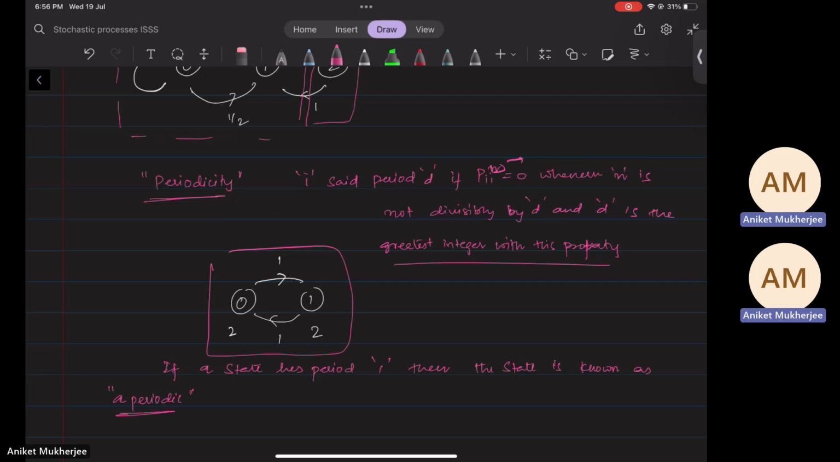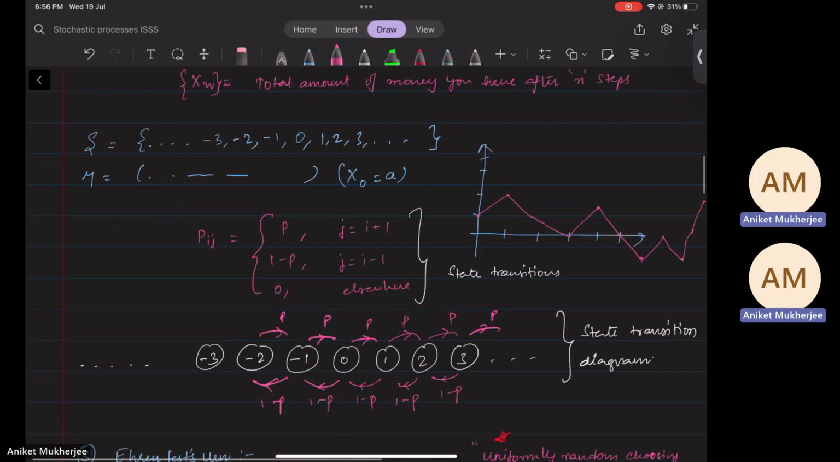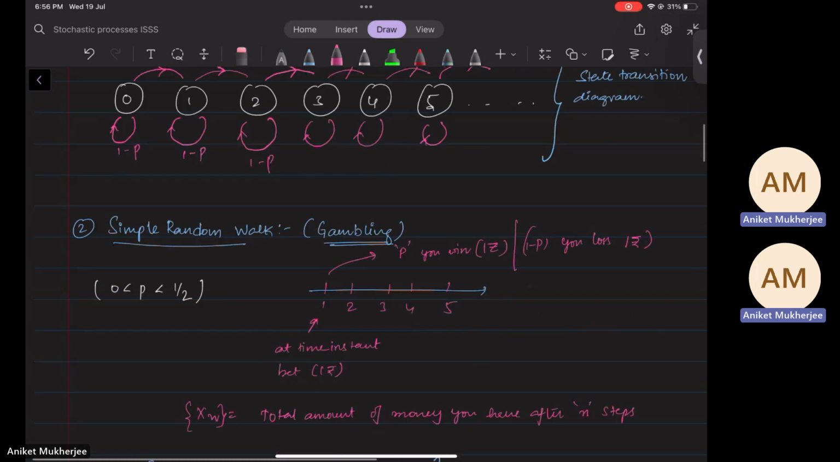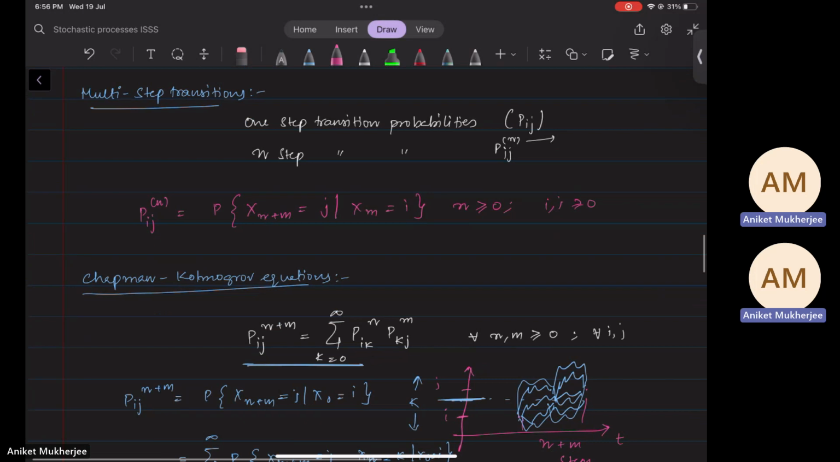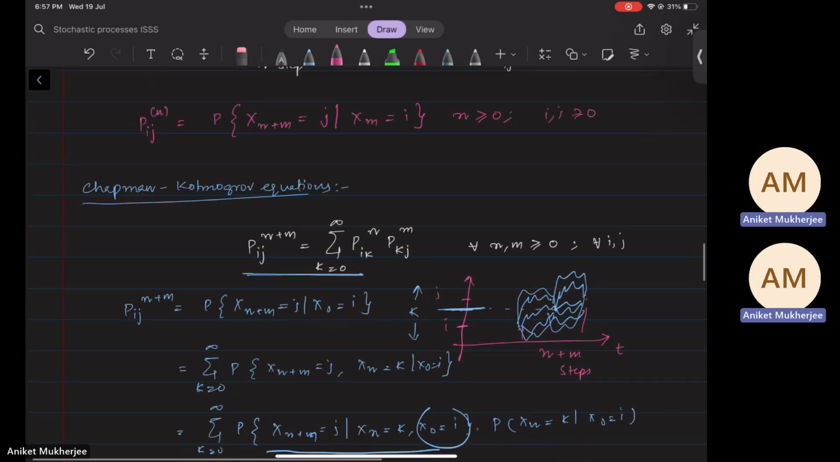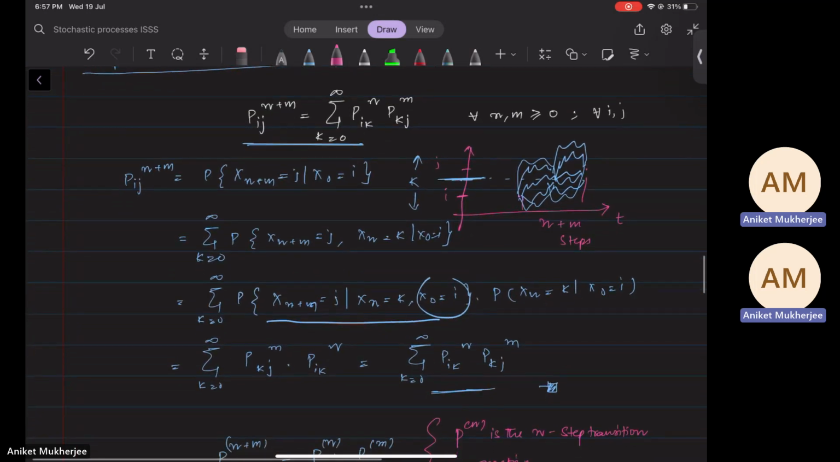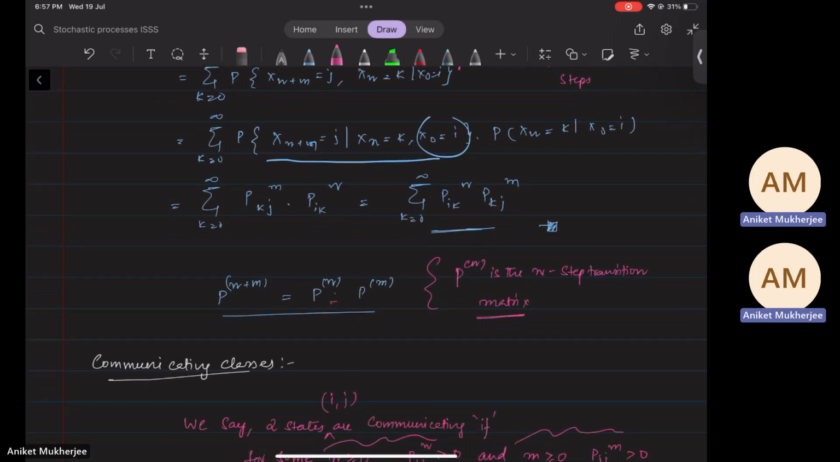To give a recap of what we saw in today's class, we saw three examples of discrete time Markov chains: one was the Bernoulli process, one was the simple random walk, and one was the Ehrenfest urn. Then we saw how to calculate multi-step transition probabilities. One-step transition probabilities are given by the Markov chain. If you know them, how do you calculate the n-step transition probabilities? Then we saw the Chapman-Kolmogorov equations, which gave you a way to calculate the n-step transition probabilities by just multiplying the transition matrix.